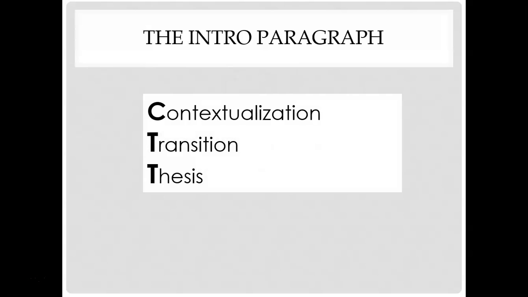Every single intro paragraph you do for an extended essay in AP World History, and that includes the DBQ and the LEQ, don't worry about the LEQ, we'll talk about it way, way, way later down the road, you're going to have contextualization, followed by a transition word or phrase, followed by your thesis. Every single time. This formula does not change. So let's take a look at what this actually means.